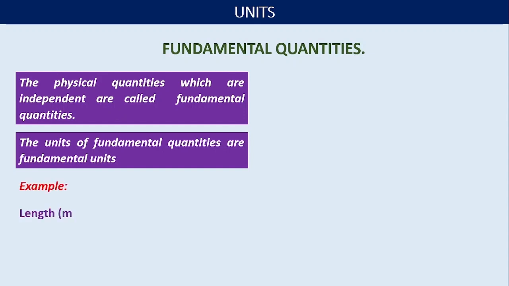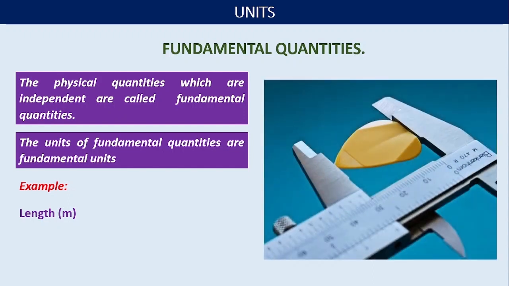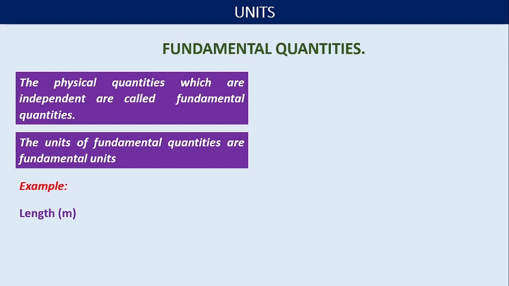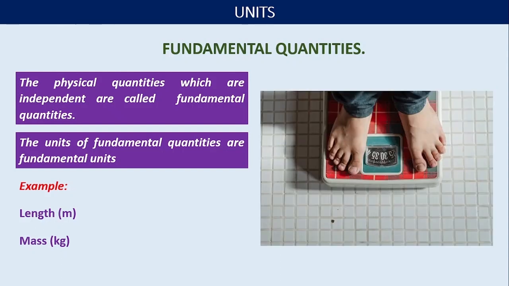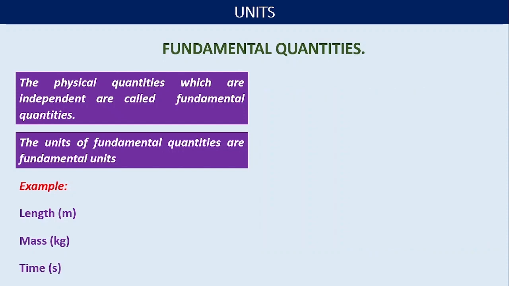Example, length measured in meter. Right? Here a small piece is measured with the help of the vernier caliper. Second, the mass. The mass of a body is measured by a physical balance, right? And it is measured in terms of kilogram. The unit of mass is kilogram.